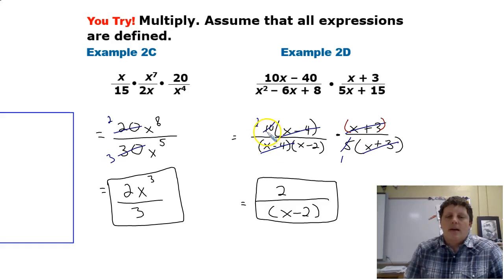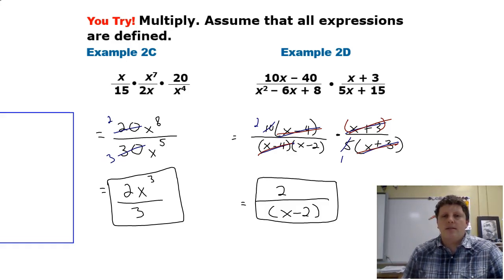I noticed that x minus 4 goes away. X plus 3 goes away. And since these numbers are not part of a binomial, I can reduce them, right? They're kind of separate. They're factored out. They're factors. So I can reduce the 10 and the 5 to become 2 over 1, which leaves me with just 2 in the top and x minus 2 in the bottom. Hope you were successful with those.